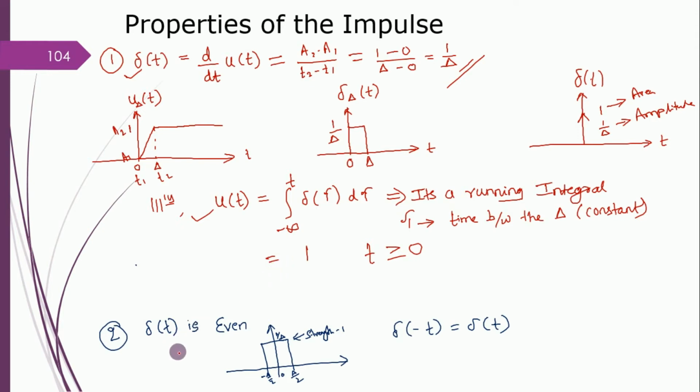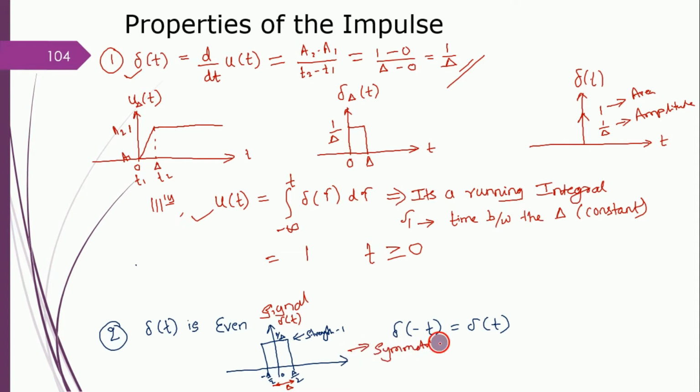And the second property being that delta of t is an even signal. Why is it an even signal? Because when I zoom in, the delta function looks like this. From minus delta by 2 to plus delta by 2, I am having the width delta. The amplitude is 1 by delta, its strength is 1. This is what we have understood. This is delta of t. So if I break it into two halves, the positive half and the negative half look alike, in the same manner. Hence, we call it a symmetric signal.